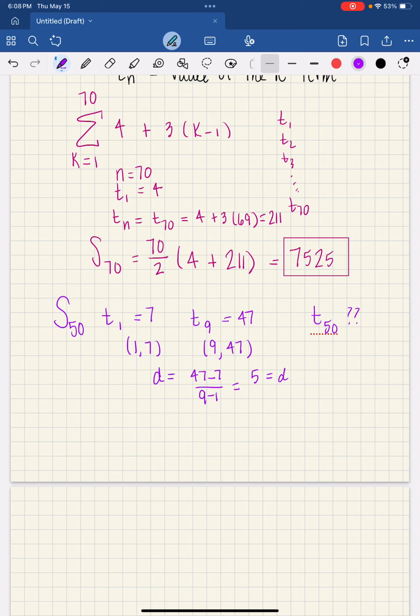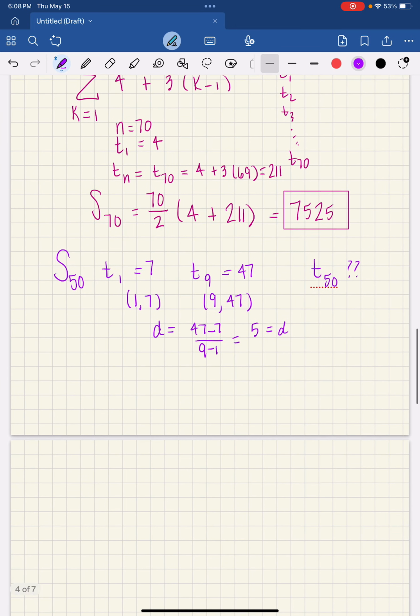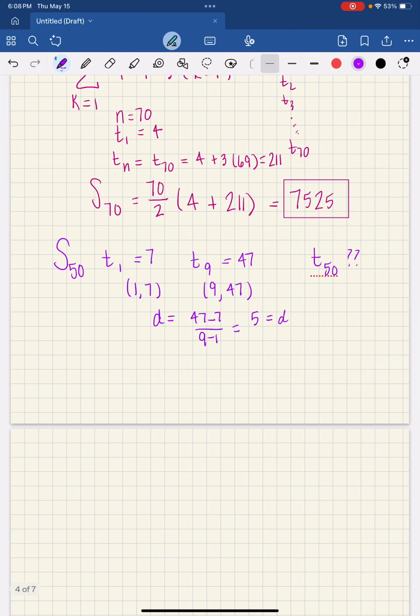Okay. There is an alternative formula that you can use. If you want, you can just plug in. Now you know that t sub n is t sub 1, which is 7, plus d, which is 5, times n minus 1. And that's going to be 5n plus 2. And you can plug in 70. And that's going to be 352. And then you can plug into the formula.